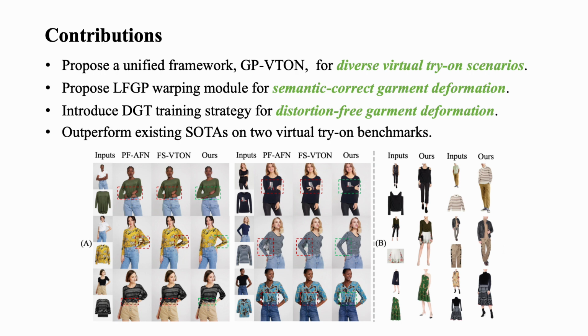Firstly, we propose a unified try-on framework named GP-VTON that generates photorealistic results for diverse scenarios. Secondly, we propose a novel LFGP warping module that produces semantically correct deformed garments, even with challenging inputs. Thirdly, we introduce a simple yet effective DGT training strategy for the warping network that ensures distortion-free deformed garments. Finally, extensive experiments on challenging high-resolution benchmarks demonstrate GP-VTON's superiority over existing state-of-the-art methods.